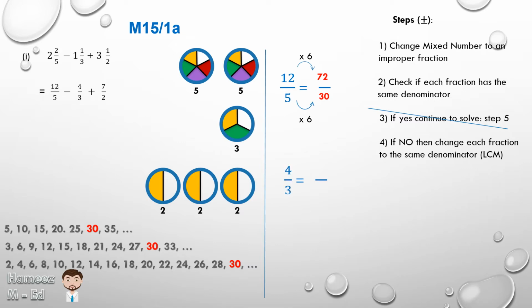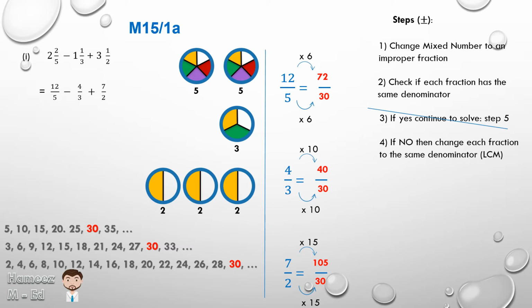Now we change 4/3 to something over 30. So 3 times what will give us 30? 3 times 10. Multiply by 10 below. Similarly on top, 4 times 10 is equal to 40. And finally, how do we go from 7 over 2 to something over 30? 2 times what will give us 30? 2 times 15. And if we multiply by 15 below, then we multiply by 15 on top. 7 times 15 is equal to 105.